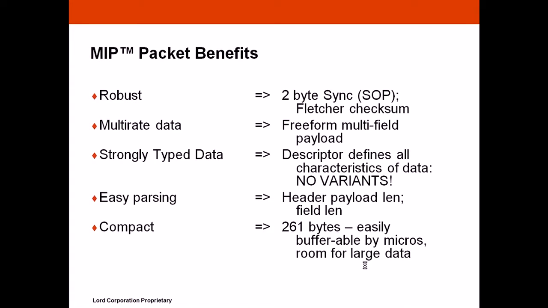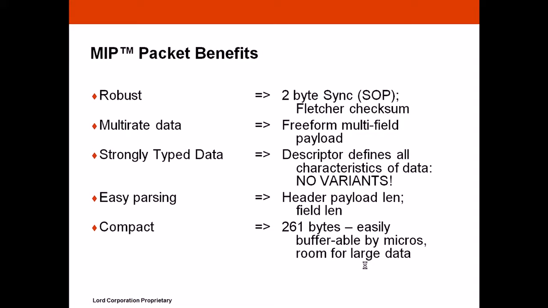Some of the benefits of the MIP packet: it's robust. It has a 2-byte startup packet. It uses a Fletcher checksum. It supports multi-rate data, which means you can pack multiple fields of data in a single packet, and you can do it selectively. It's strongly typed data. I'll get into more detail of that as I get down into the presentation.